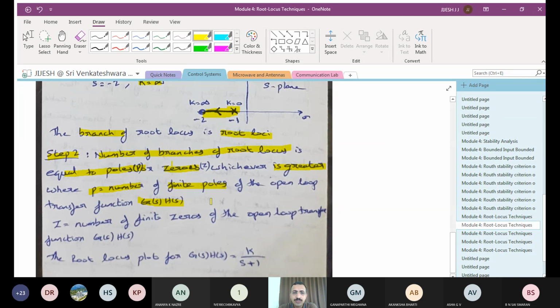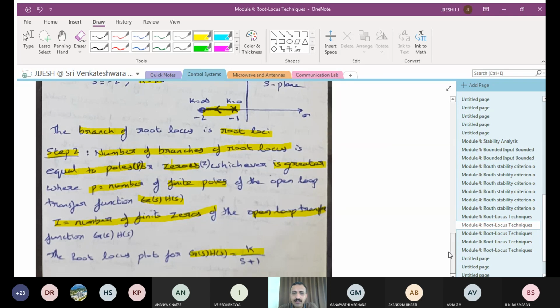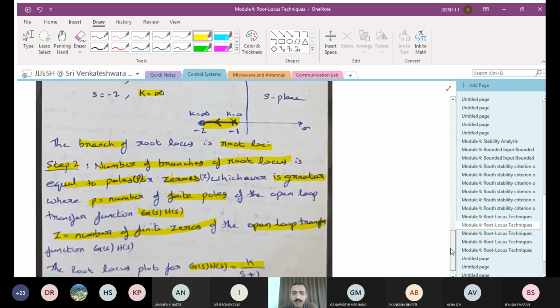In the future I may just define P to indicate the poles, and Z to indicate the zeros. So we are going to take the transfer function G of s, H of s, where Z is the number of finite zeros of the open loop transfer function. So P is the number of finite poles and Z is the number of finite zeros. Let us see an example. The root locus plot for G of s, H of s is equal to k divided by s plus 1. I am going to take this as one example.